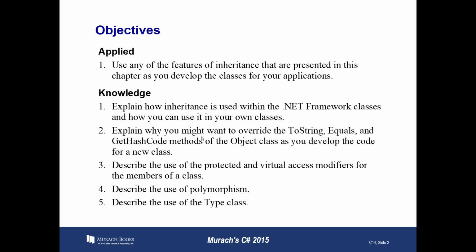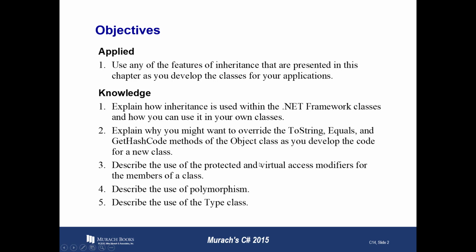As far as our knowledge objectives, we want to explain how inheritance is used within the .NET framework, and explain how you might want to override ToString, Equals, and GetHashCode as you develop a new class. These, ToString especially, but also Equals and GetHashCode, are built in. I believe they're in the System namespace, so we get those. We can always override those.